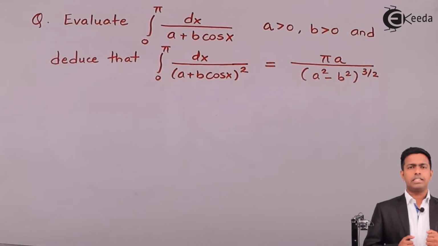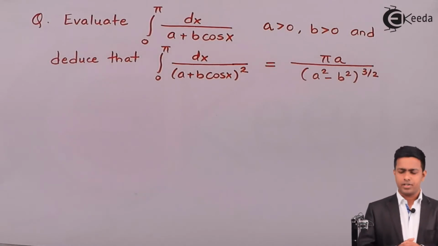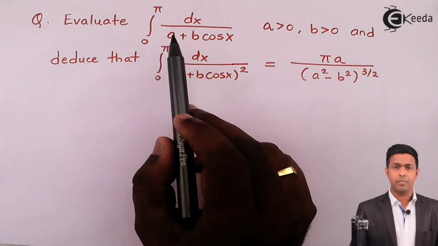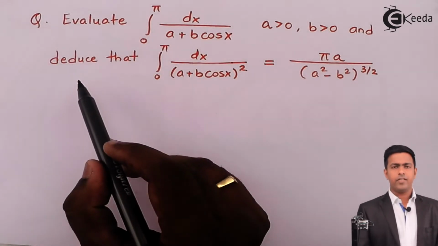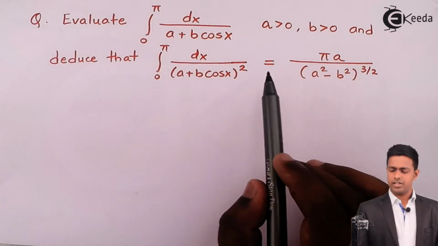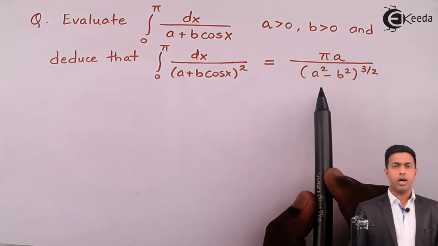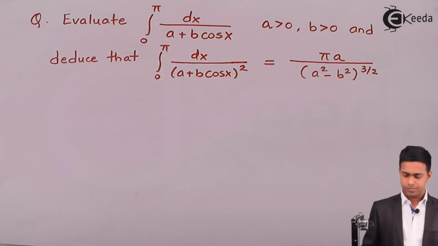So now we will see the numerical based on differentiation under integral sign and having the two parameters. So here in this question we have two parameters a and b, and we have to evaluate the value of this integral, and then we have to deduce that the value of this integration is equal to pi by a upon a square minus b square whole raised to 3 by 2.